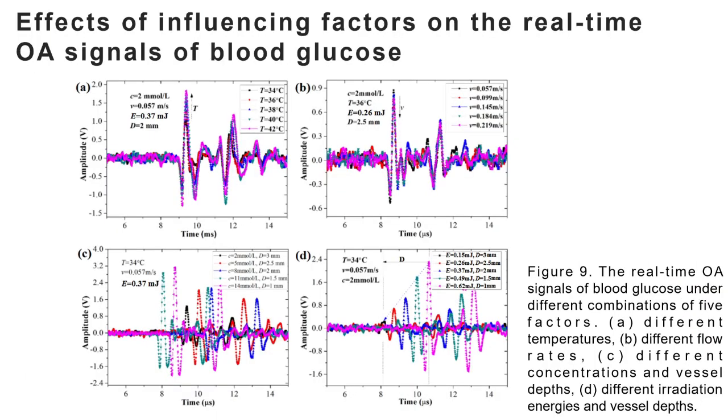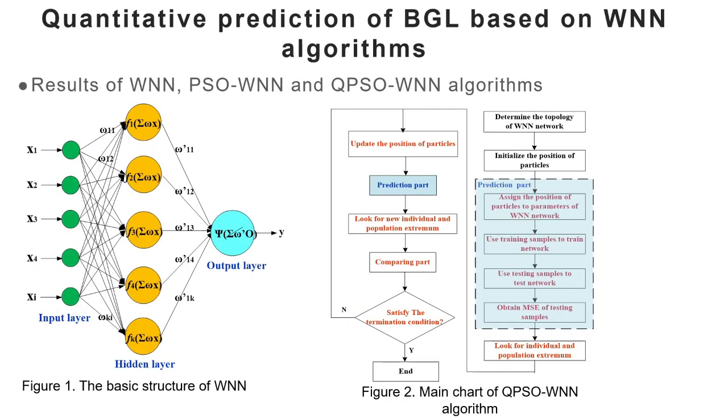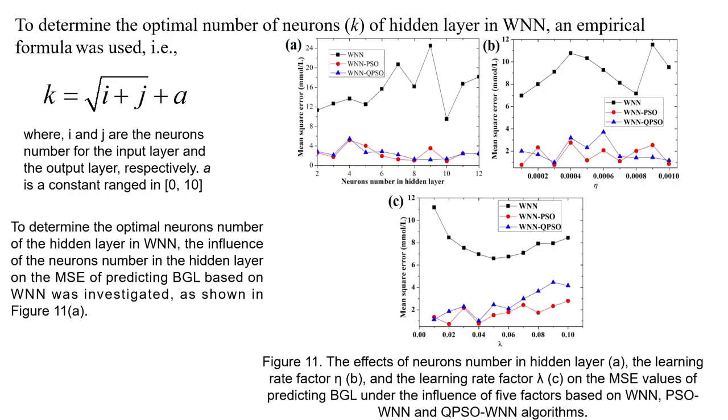And then the effects of influence factors on the real-time OA signals of blood glucose were obtained, and the comprehensive effects of influencing factors on the OAPBS of blood glucose were obtained. And in this study, the WM were used to qualitatively predict the BGL. In order to get the optimal parameters of the WM, the MSE values corresponding to the different parameters were obtained from figure 11, and we can get the optimal parameters of the WM.